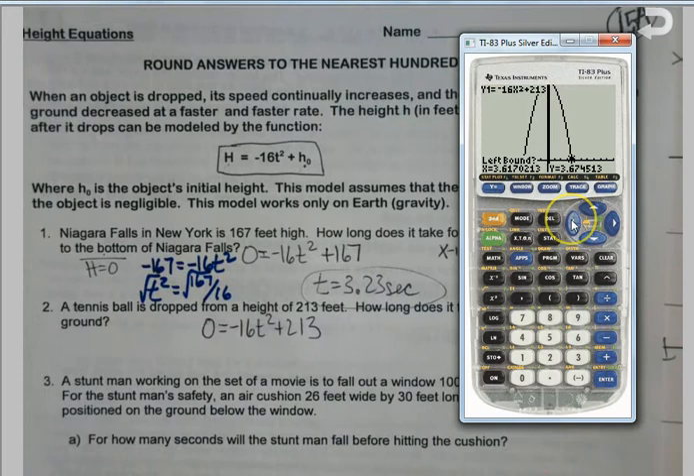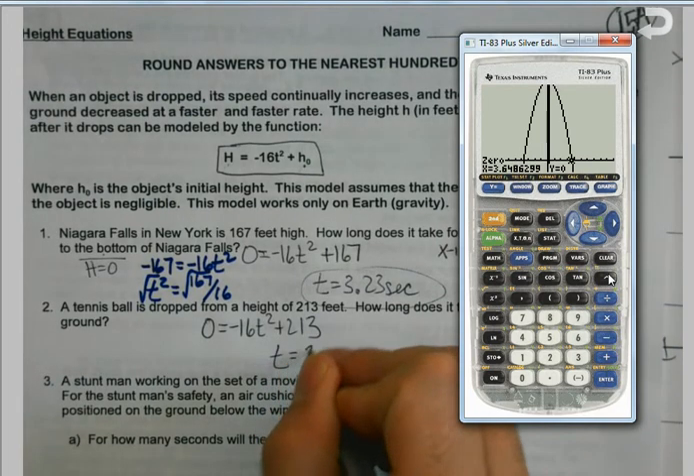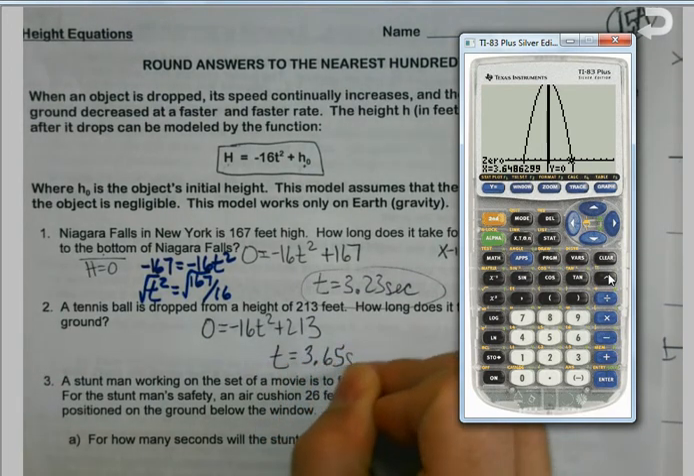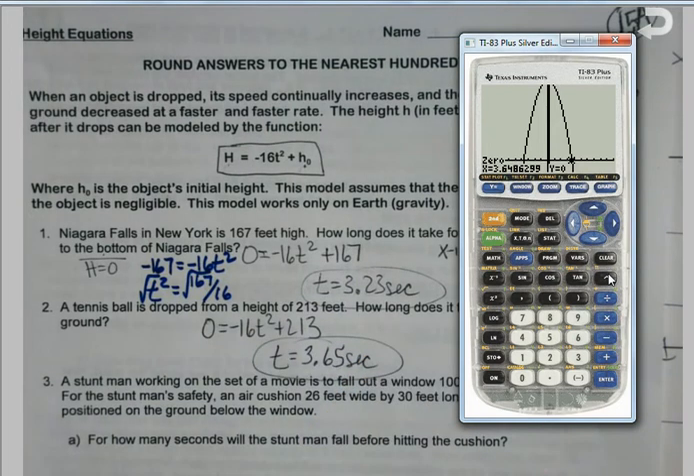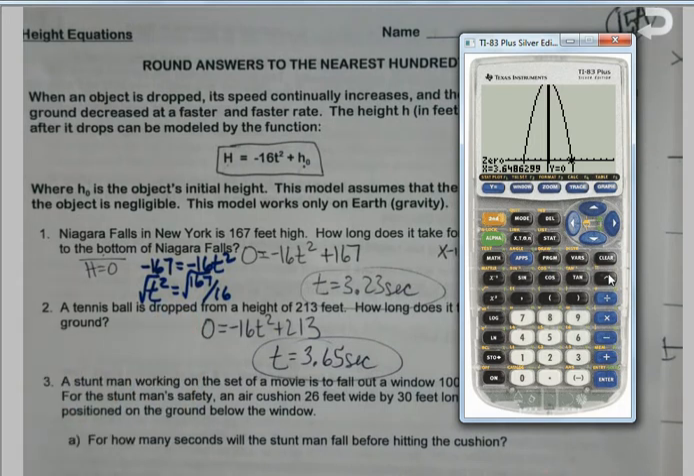And like we said before, a couple clicks to the left gets me my left bound. Get back to my center. A couple clicks to the right gets me my right bound. And it'll tell me that it's going to take a little over 3.5 seconds to get there. But again, I could do it algebraically the same way I did the first one if I wanted to. When it's just a drop function like this, I absolutely can keep it simple.